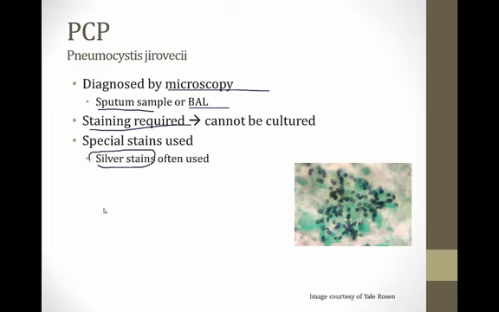And what you see when you look under the microscope is something like this picture down here. Just remember this picture because this is a classic example of PCP, and the silver stain makes all the PCP bugs look dark black, like all these little circles that you see in here. These are the cysts from Pneumocystis, and this is what it looks like under the microscope.